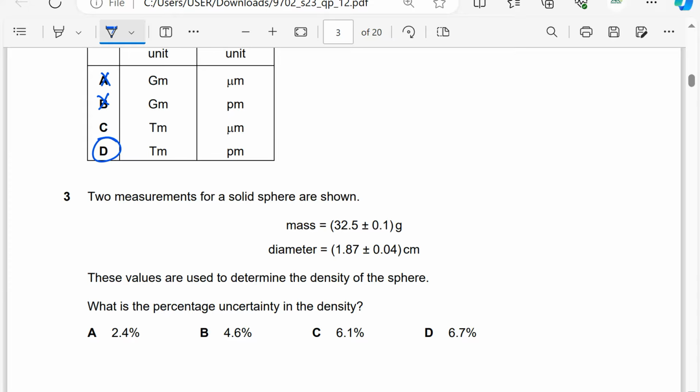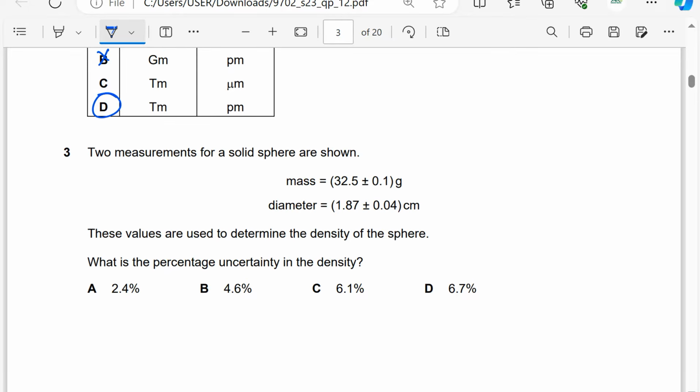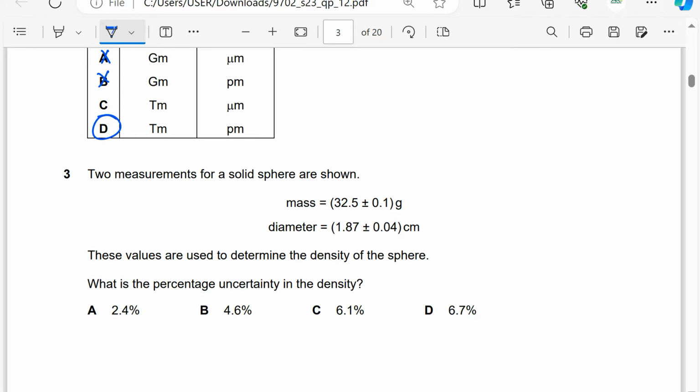Two measurements for a solid sphere are shown. Mass is 32.5 plus or minus 0.1 milligrams. Diameter is 1.87 plus or minus 0.04 centimeters. These values are used to determine the density of the sphere. What is the percentage uncertainty in the density? So to begin with, we know that density is mass divided by the volume. And of course, because this is a sphere, the volume of a sphere is 4 over 3 pi r cubed. And we also know that the radius is equal to diameter divided by 2.